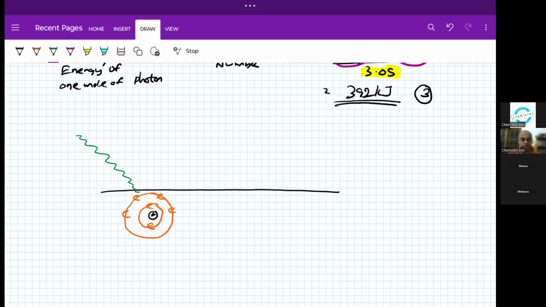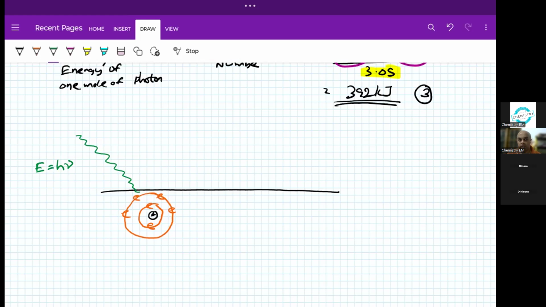Now when light strikes the surface of the metal, light is carrying energy in the form of E equals h nu. So light is having photons. One photon is having E equals h nu energy. We don't know how many photons are coming here. Let's say an ample amount of photons are coming here. Then energy will be accumulated. Energy will be absorbed by each and every electron.